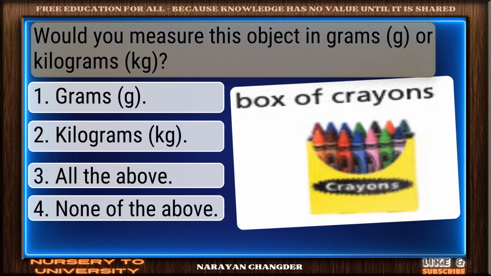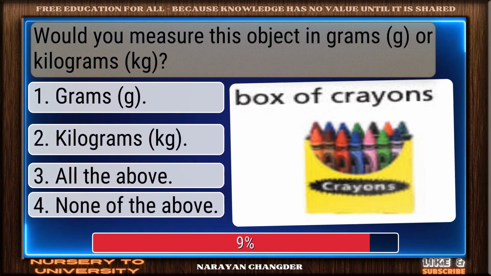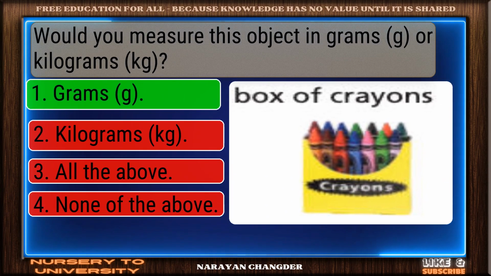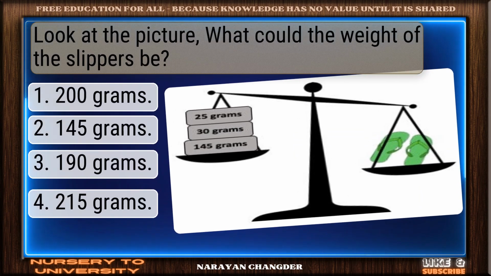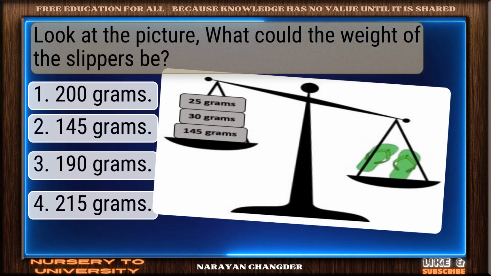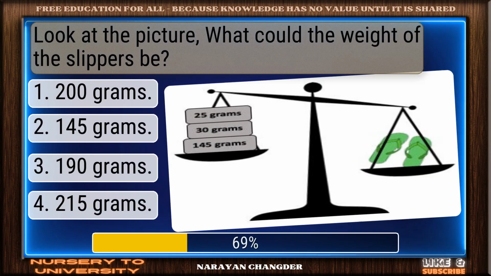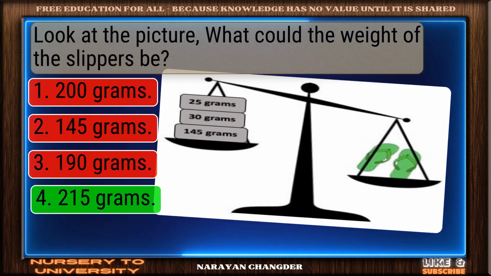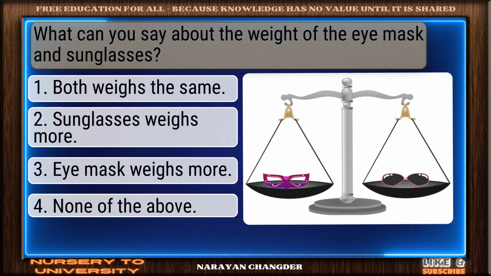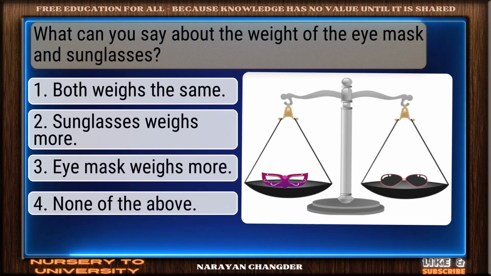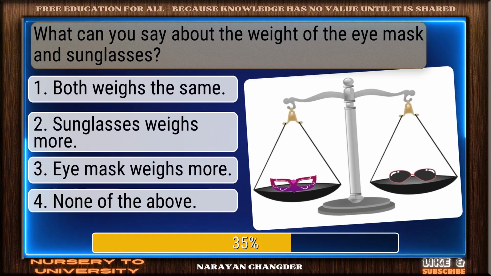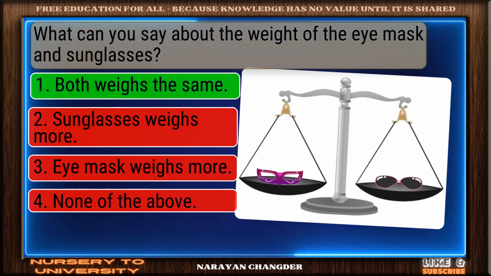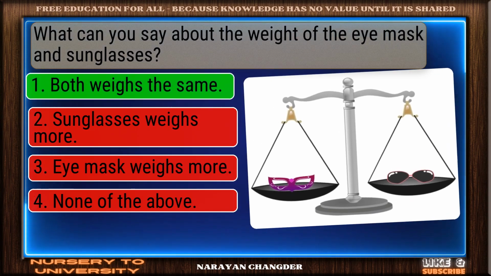Would you measure this object in grams or kilograms? You're right. Grams is the correct answer. Look at the picture. What could the weight of the slippers be? You chose 215 grams, and it is correct. What can you say about the weight of the eye mask and sunglasses? Solid response. Both are the same weight is a valid choice.